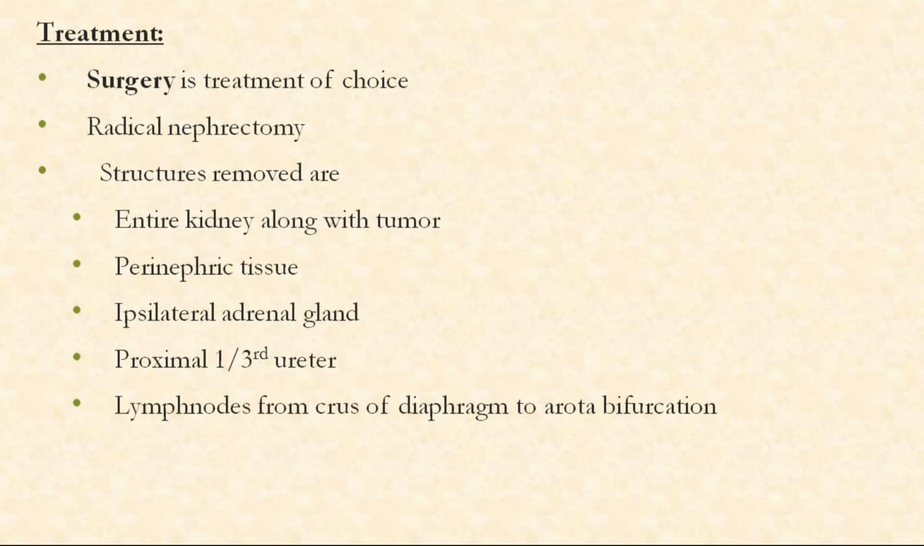So what is the treatment of choice? Surgery is the only treatment of choice. So radical nephrectomy. Whenever renal malignancy is there, you do radical nephrectomy. It constitutes removal of the entire kidney along with the tumor, perinephric tissue, ipsilateral adrenal gland and proximal 1/3 of the ureter, and the lymph nodes which lie above and below the diaphragm, from the diaphragm to the aortic bifurcation. This is called radical nephrectomy. Surgery is the treatment of choice.